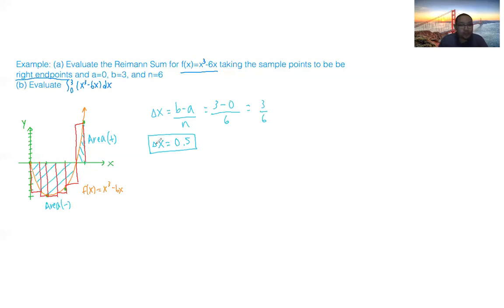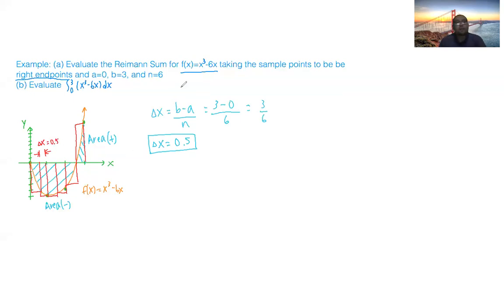So now, every time you go from one edge of a subinterval to the next, to the next, each jump is going to be 0.5. That's your change in x every time you move to the right, 0.5.